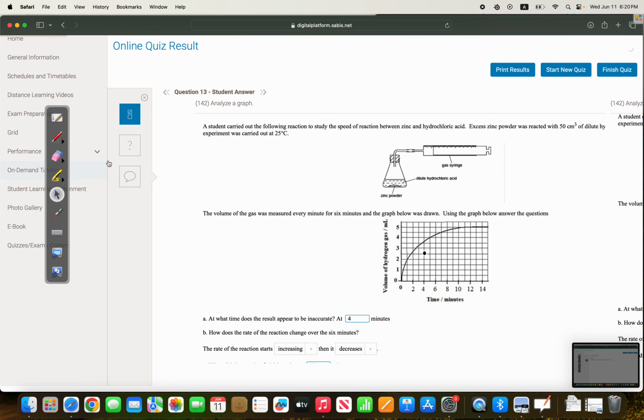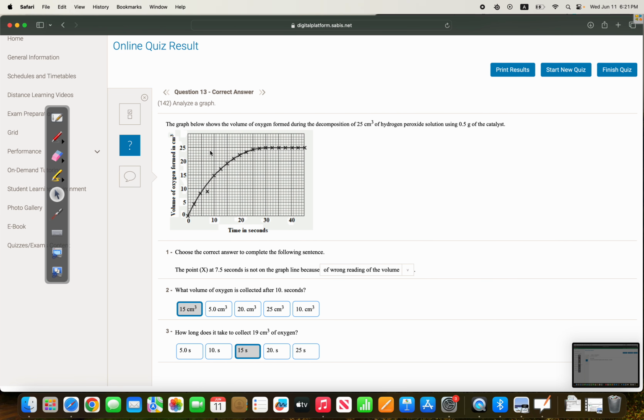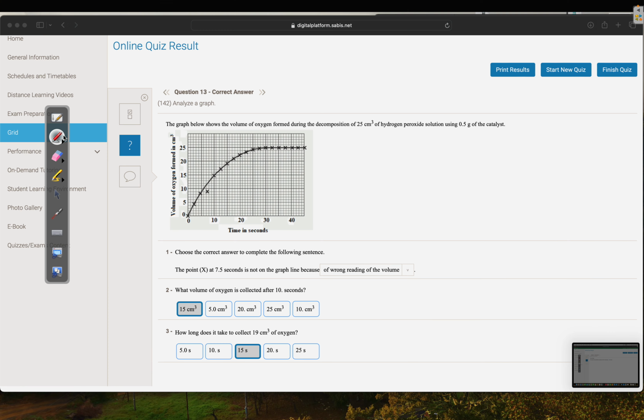Number 30. The graph below shows the volume of oxygen formed during the decomposition of 25 cm³ of hydrogen peroxide using 0.5 grams of the catalyst. The point X at 7.5 seconds is not on the graph because there is only one answer, which is the wrong reading of volume. What volume of oxygen is collected after 10 seconds?